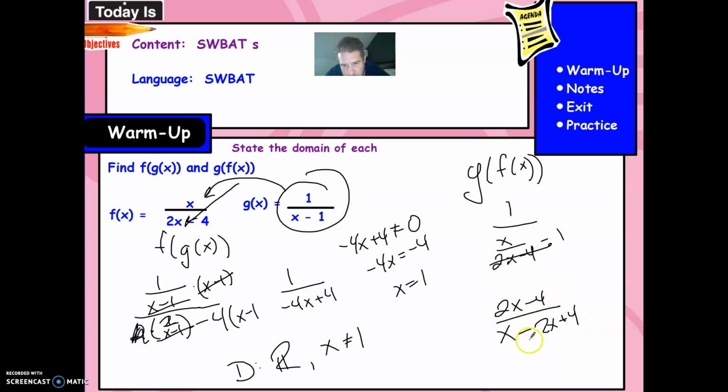Okay. So x minus 2x is negative x. So we really have, this just becomes negative x plus 4 at the bottom. Once again, denominators can never be 0, so negative x plus 4 cannot equal 0. Negative x equals negative 4, which means x cannot be 4. So the domain is the set of all real numbers in which x cannot be 4.